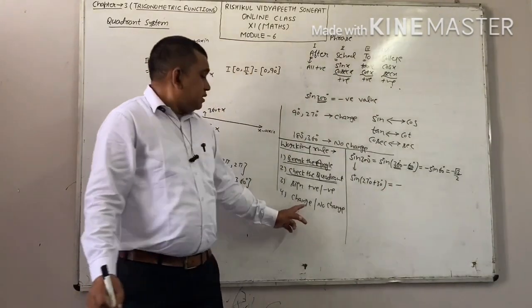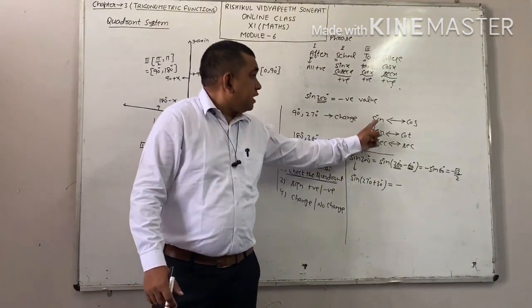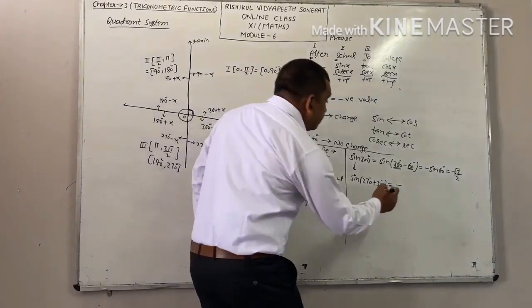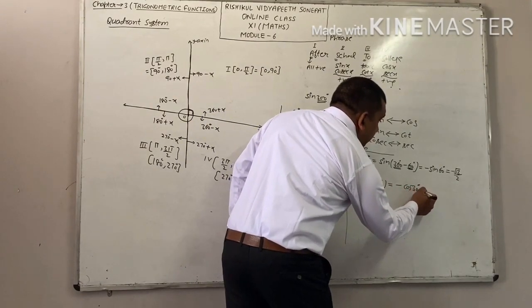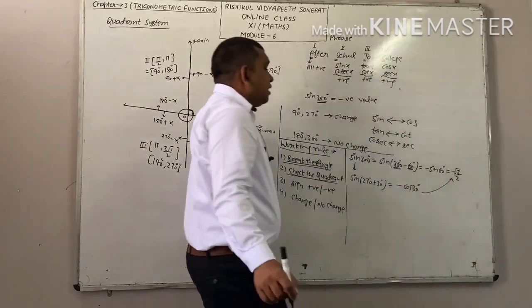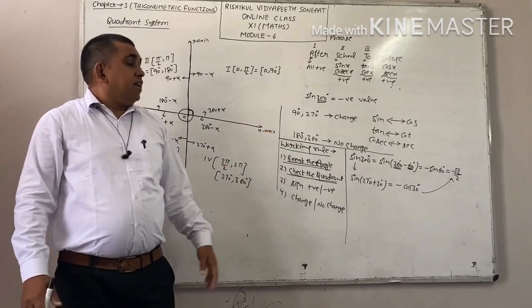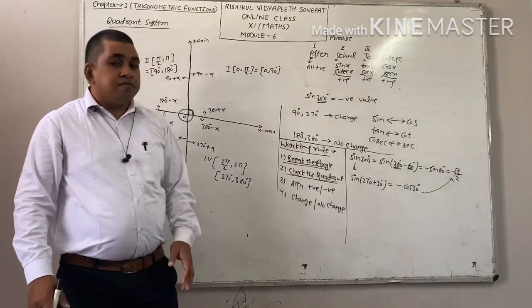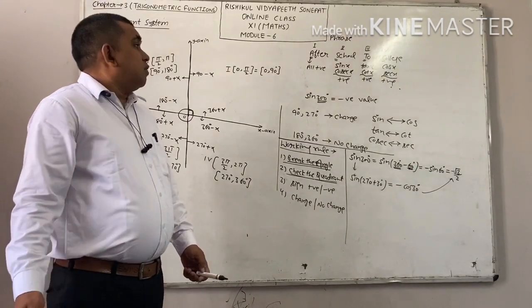And the last step is change or no change. 270. We will change sine into cos. This will convert into cos. Cos 30 degree. And you know the value of cos 30 degree. And we are getting the same answer. In this way, we can find out the value of trigonometric functions. Now see, one more question.